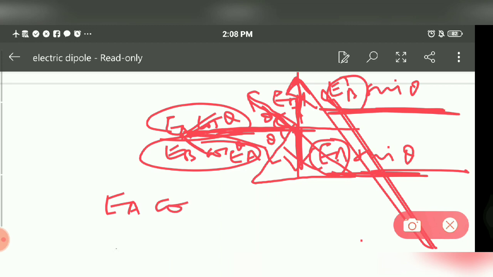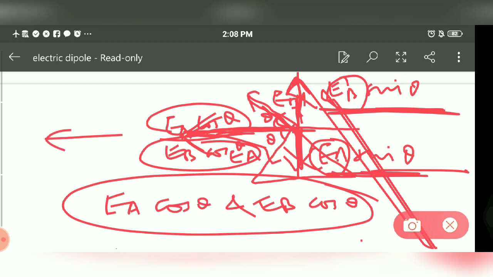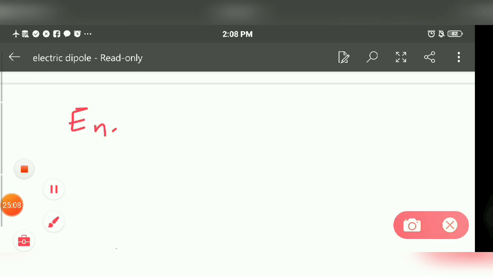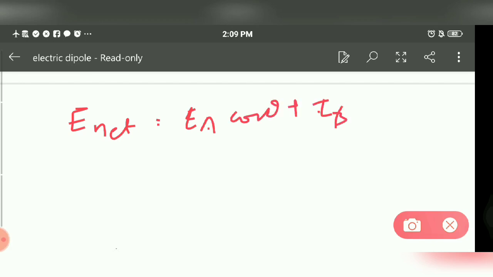EA cos theta and EB cos theta both are in the same direction. Which direction? In this direction, so they are going to add up. This sine theta is going to get cancelled, but EB cos theta is going to add up. So we get what here? We get the component, and so net is what? E net is EA cos theta plus EB cos theta, because the sine components have cancelled each other out.